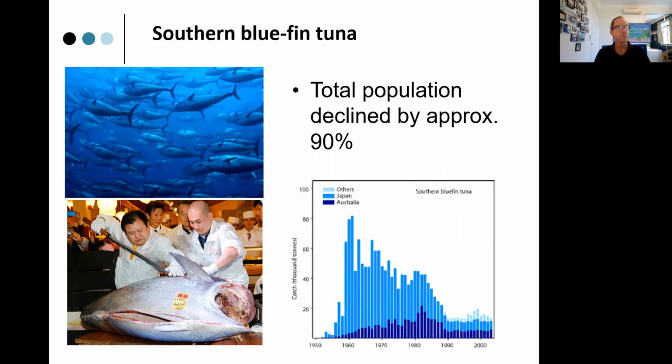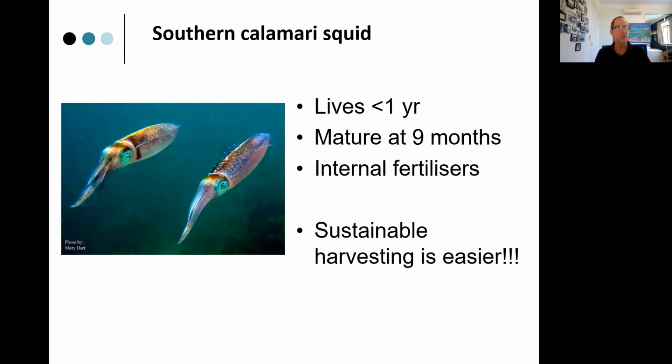So there's two examples of long-lived animals with relatively slow growth rates that, before they were harvested, appeared to be an endless biomass of fish that we could take. But then once we started harvesting, we realized they weren't replenishing themselves as fast as we could take them. And so we've had to put more and more management in place to try and make those fisheries sustainable, albeit at a much lower level of production.